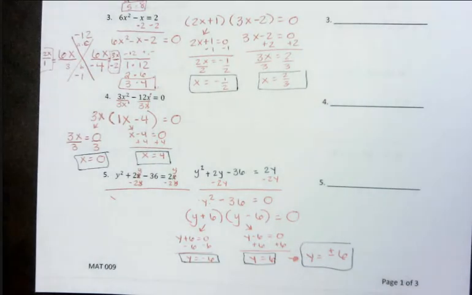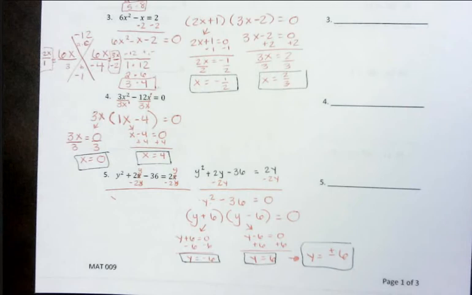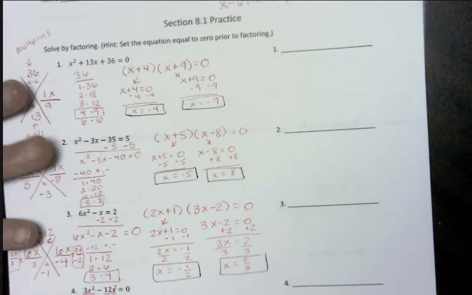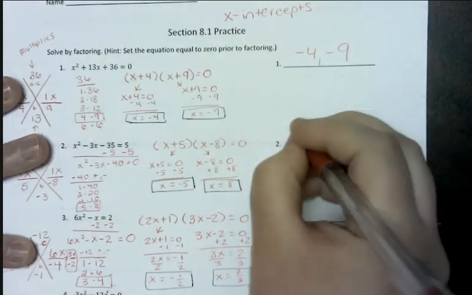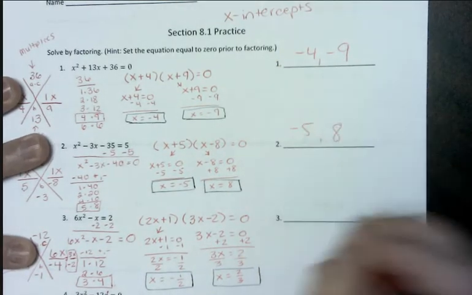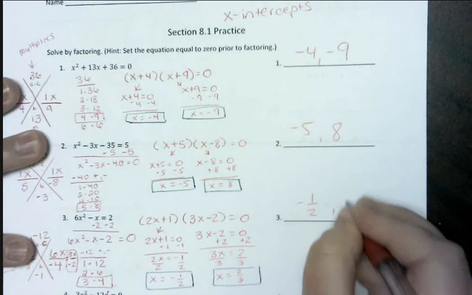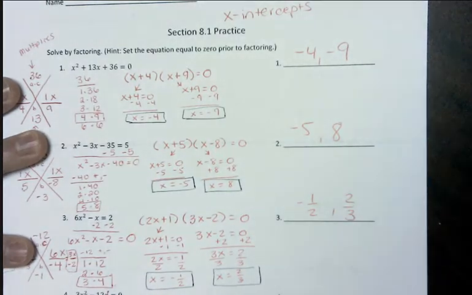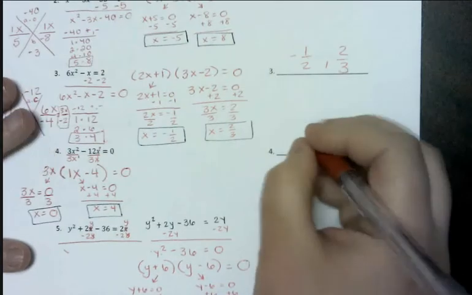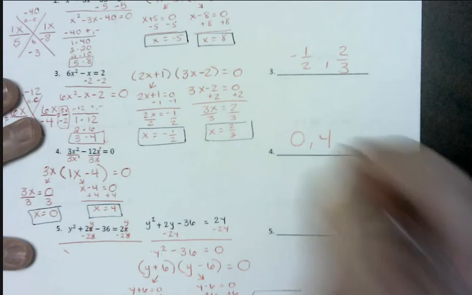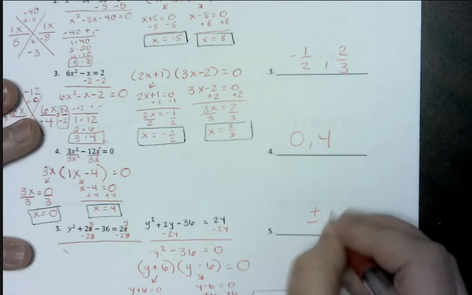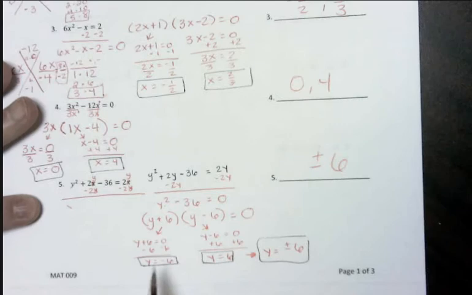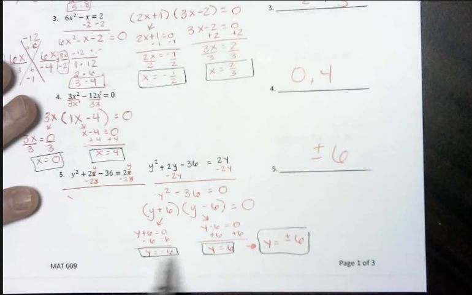All right, so now that we have gone through and worked all of those problems, I'm just going to write my answers on here real quick. So -4, -9 for 1, -5, 8 for 2, -1/2 and 2/3 for 3. 4 is 0 and 4. 5 is, I'm just going to put the shorthand method of ±6, but if you had written it this way as well, I'm perfectly fine with that.